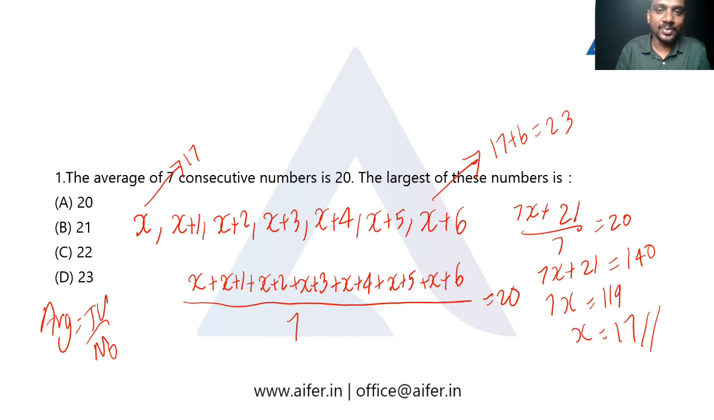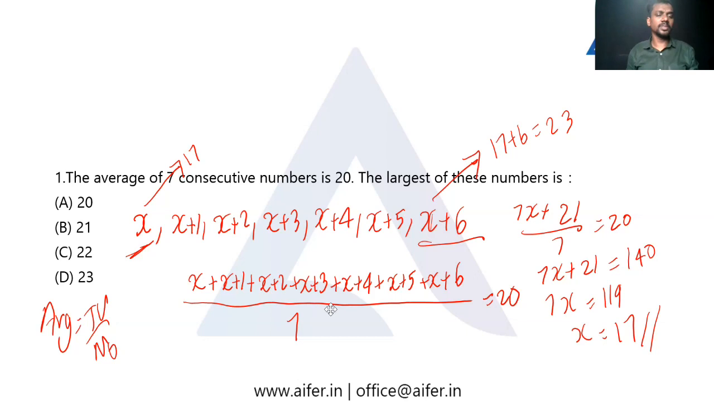So we have initially put x as the smallest number. In this particular question, they have asked which is the largest or biggest number. So we have x plus 6, 23 is the answer. So this is the x method, the method that's normally used in all cases.